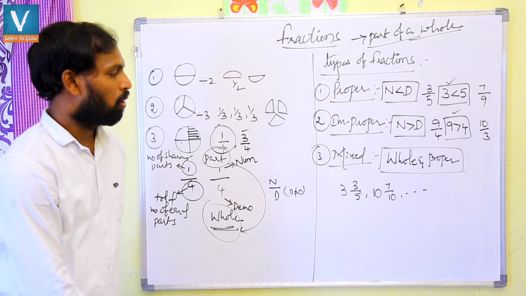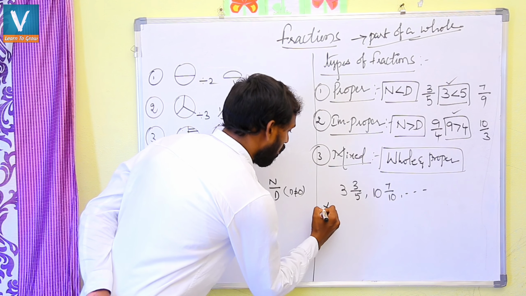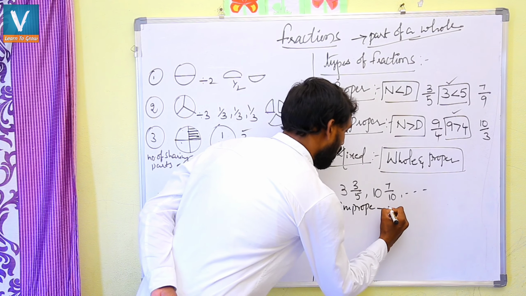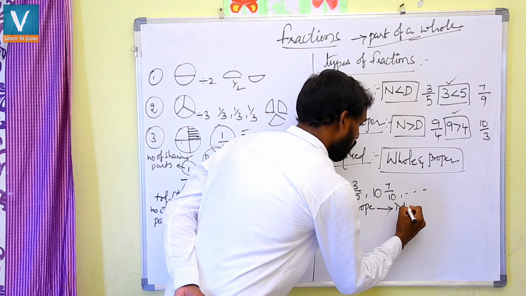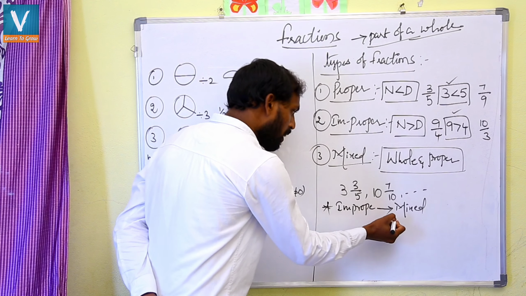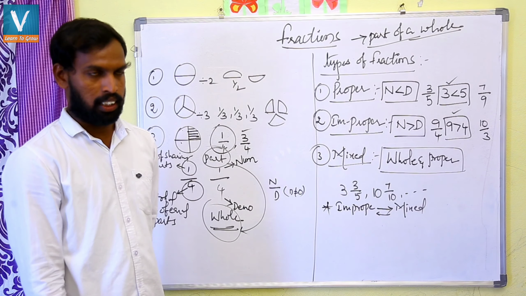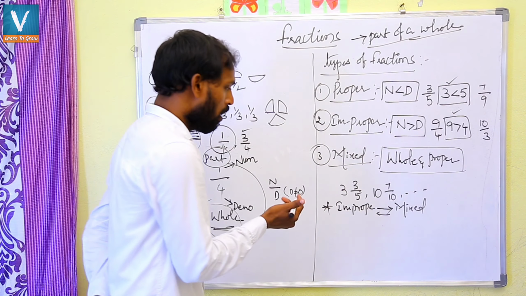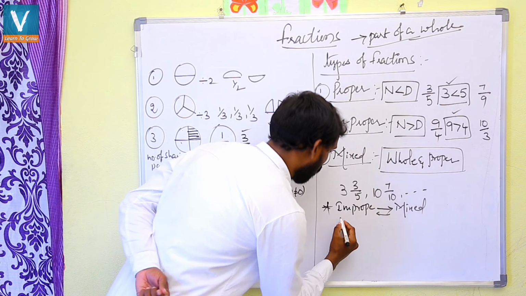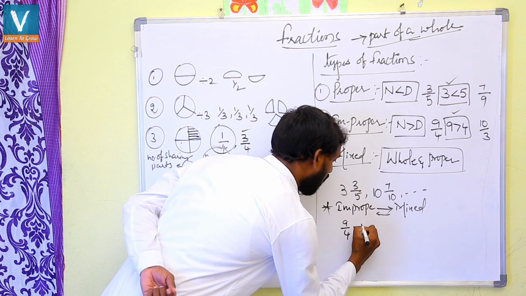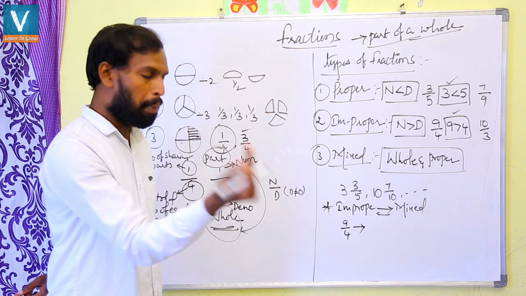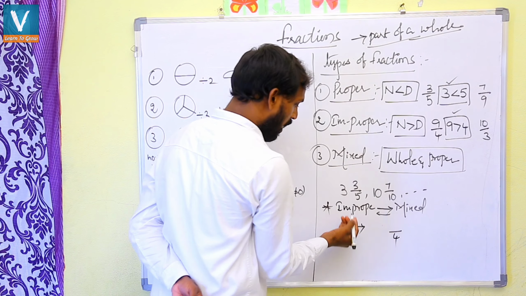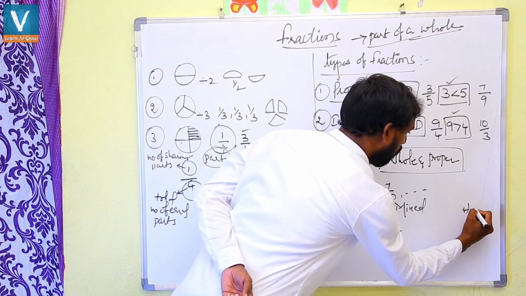Here we have to know one more thing. Improper fractions we can convert into mixed fractions, and the mixed fractions also we can convert into improper fractions. First I will take an improper fraction and convert it to a mixed one. Suppose I took 9 by 4. 9 by 4 is the improper fraction. Now we'll convert this improper fraction to a mixed fraction simply. The denominator is 4. First we have to divide 9 by 4.